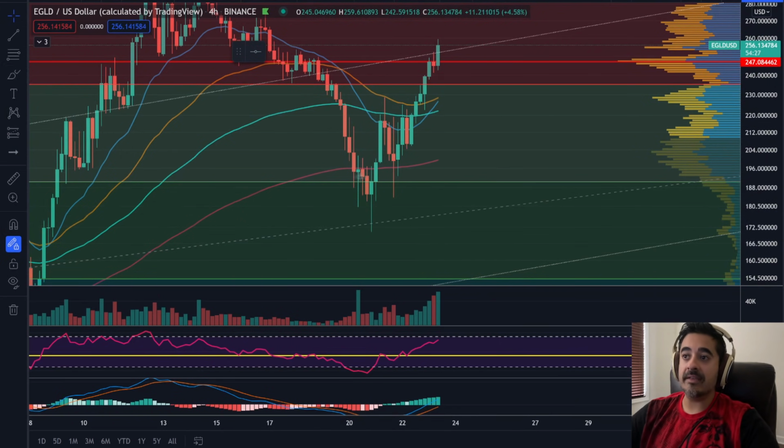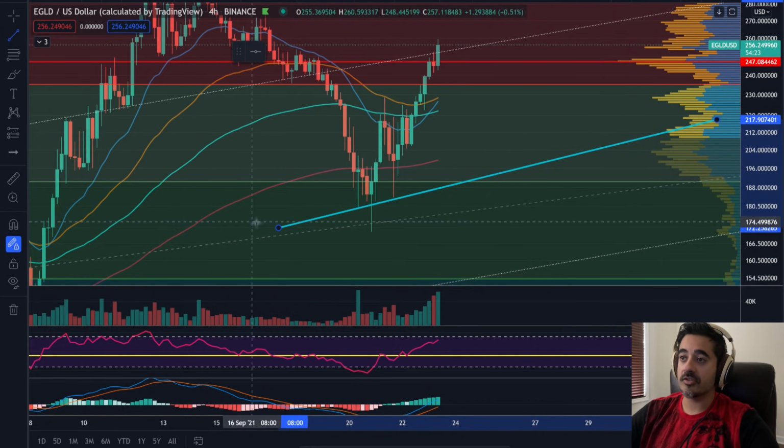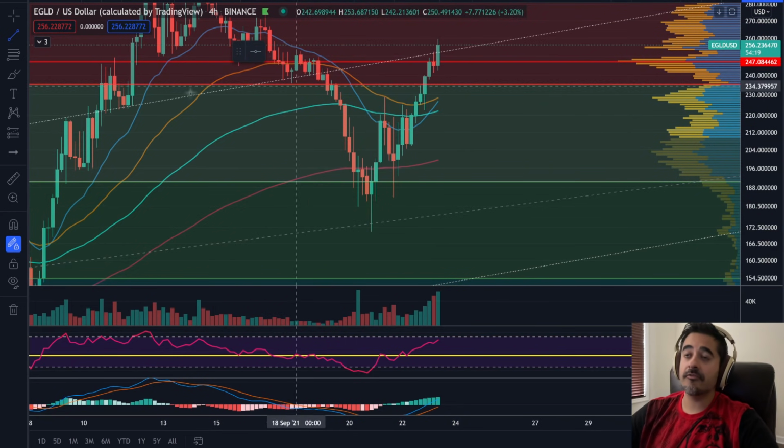And no matter what, even if we hit those and we don't fall below them, we are still going to be in an uptrend. So as long as we maintain that uptrend, that's a good thing long term. I think that gives you all the information you need.